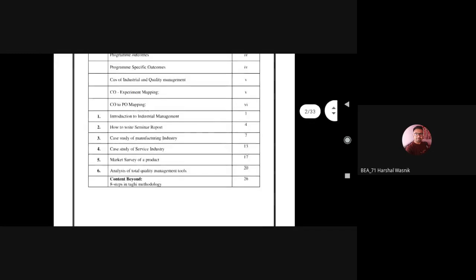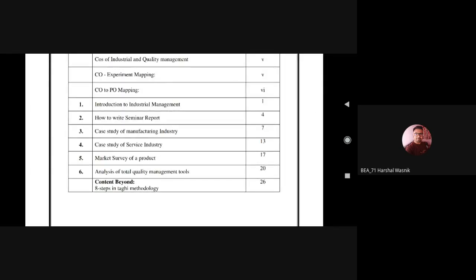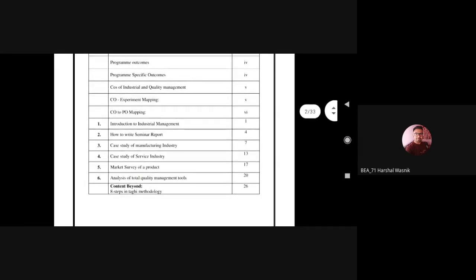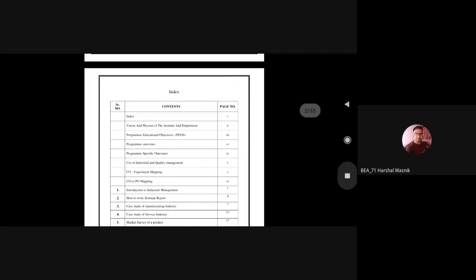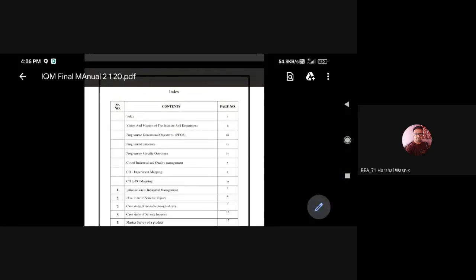So content beyond syllabus, 8 steps in Taguchi methodology. That is a tool also. Already in the morning lecture we started the various tools of quality control, like benchmarking in the first lecture. So we can say that the content beyond syllabus, there will be nothing outside of this in IQM. So we will continue that content beyond syllabus in the lecture part. Is it right? I will share that manual in our group also.